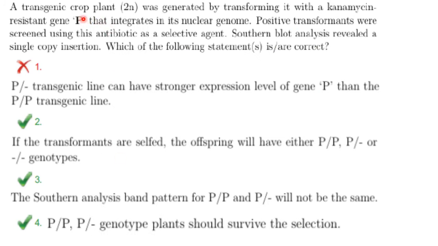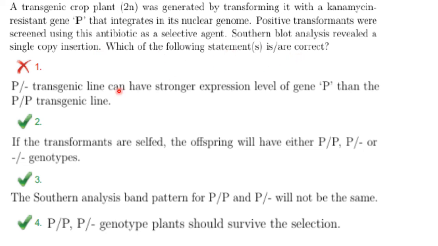Now, a transgenic crop plant was generated by transforming it with a kanamycin resistant gene P that integrates in its nuclear genome. Positive transformants were screened using this antibiotic as a selective agent. Southern blot analysis revealed a single copy insertion.